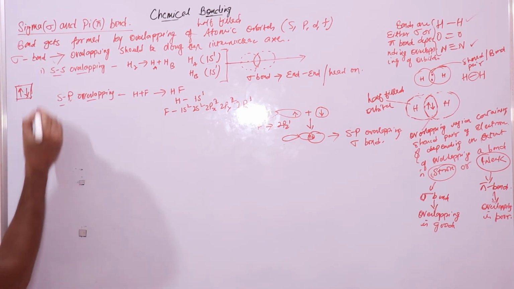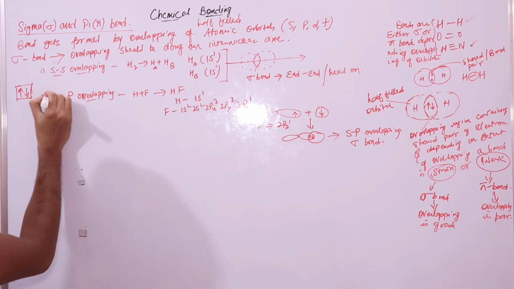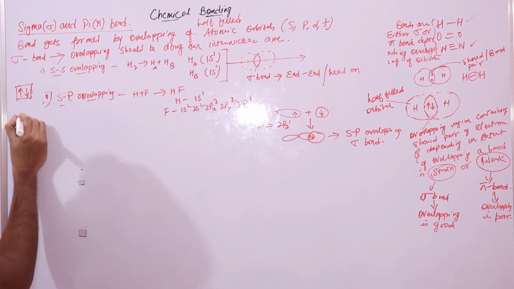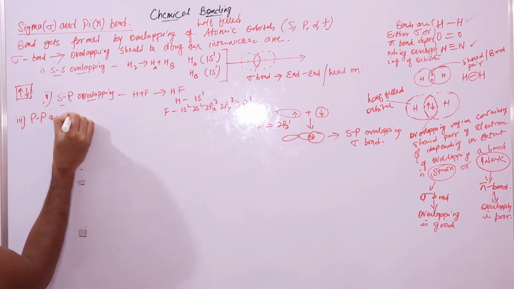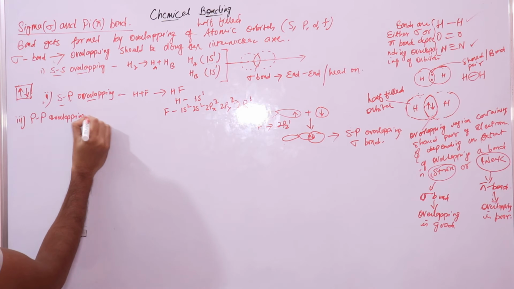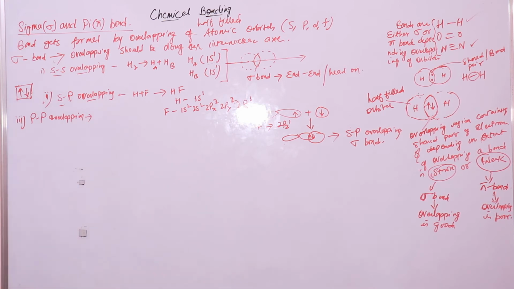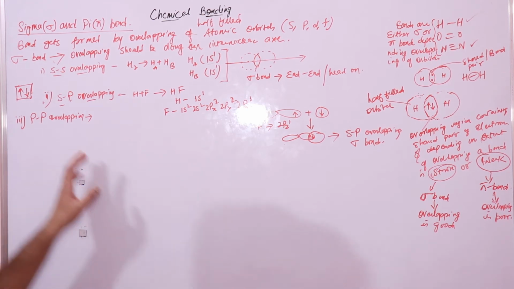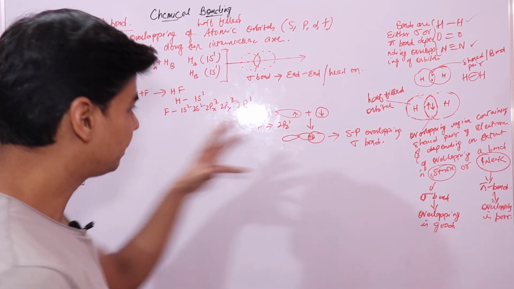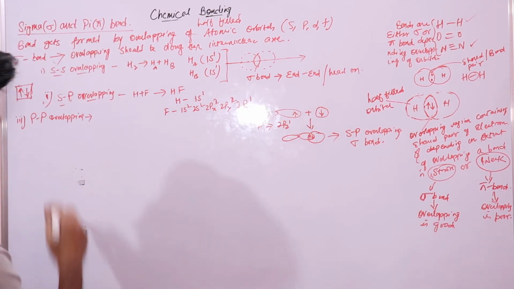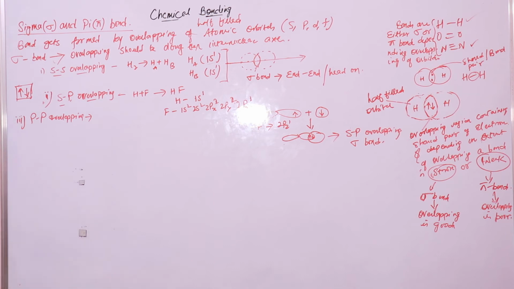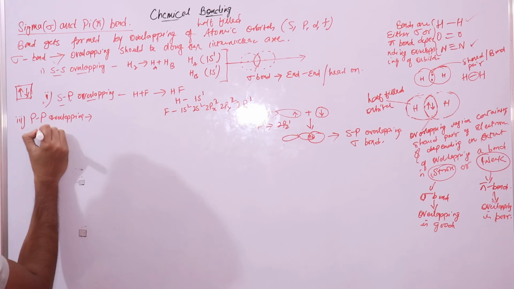Now there is a third kind of overlapping, which is your pp overlapping. It would be again along the internuclear axis, because in order to form a sigma bond, the overlapping should always be along the internuclear axis. So for pp overlapping, we have the formation of the fluorine molecule.